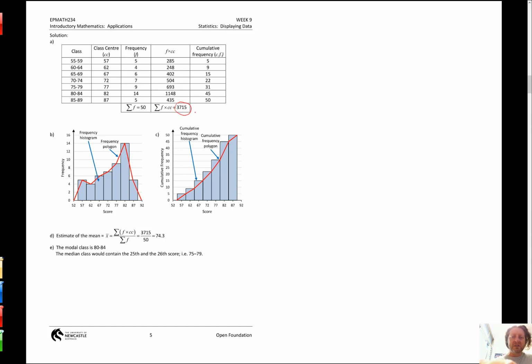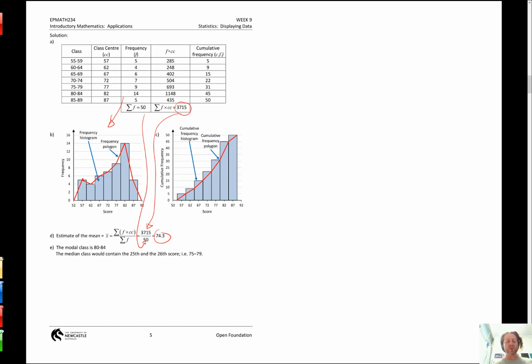In other words, the estimated mean of this data down here is the total of the data, there it is, over the number of data, there it is. So there's the estimate of the mean, 74.3. That looks pretty good to me. And you can see we've also done the frequency histogram polygon and the cumulative frequency histogram polygon. I would have started there. For this side, I would have used the frequency column. I would have put dots at 5, 4, 6, 7, 9, 14, 5. 5 was the height of 57.